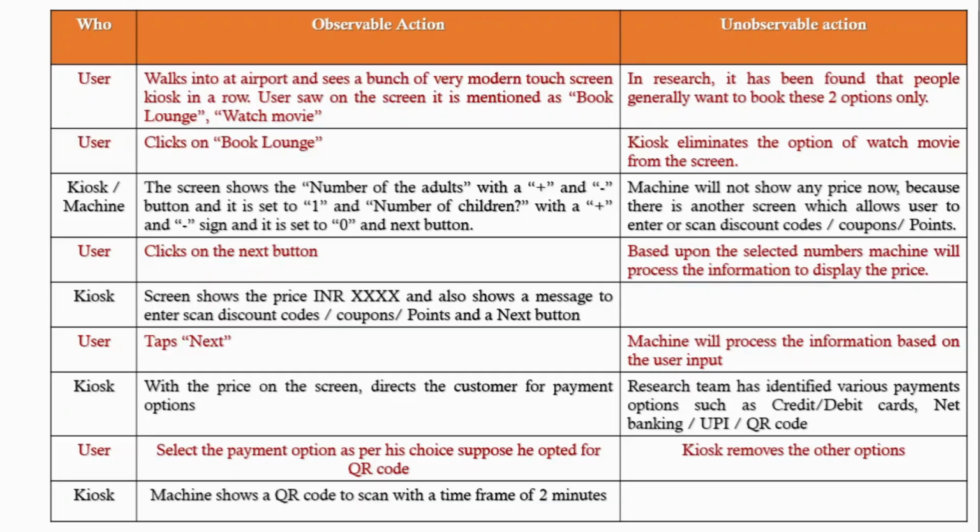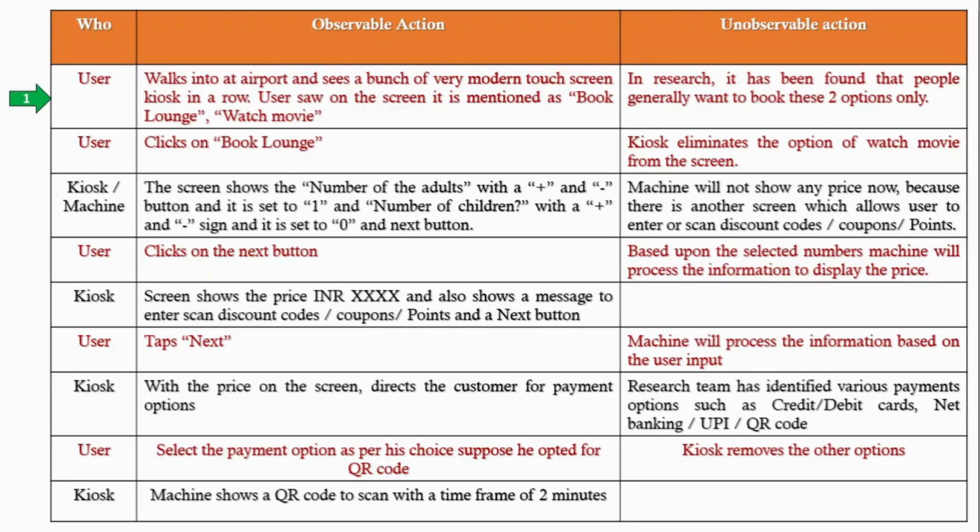So let's start with the first section. Here you can see the common elements: who, observable action, and unobservable action are the three elements. Now we'll start with the first step. The user walks into the airport and sees a bunch of very modern touchscreen kiosks in a row. The user sees on the screen it is mentioned as book lounge or watch movie. So these are the two options, right? In the unobservable section, what will come? In research, it has been found that people generally want to book these two options only, right? So this is your first step.